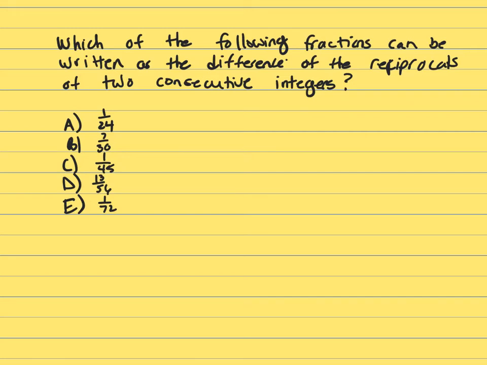Consecutive numbers are numbers right after each other. So if the first number was x, the next one would be x plus 1. Which of the following fractions can be written as a difference? That means subtraction. Subtraction of the reciprocals. Well, the reciprocal of x is 1 over x, and the reciprocal of x plus 1 is 1 over x plus 1.